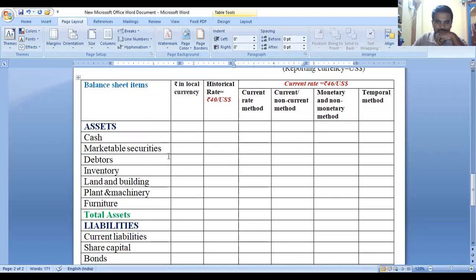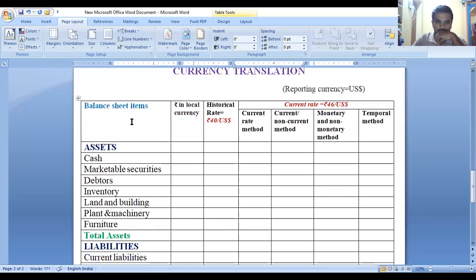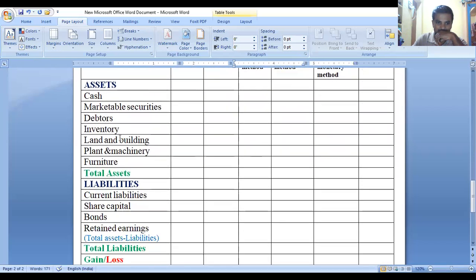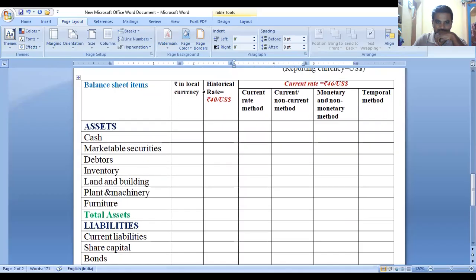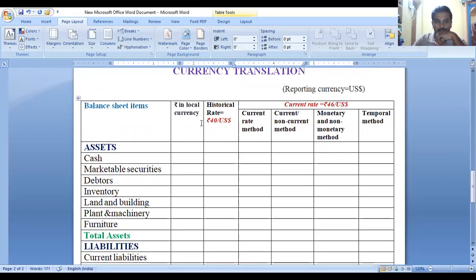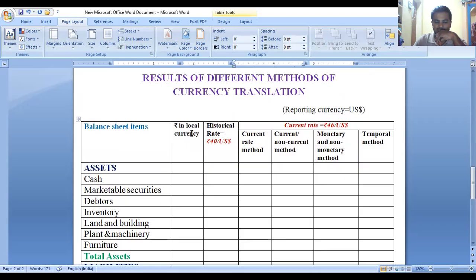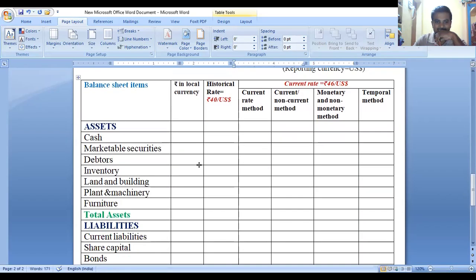So each and every item, these are the balance sheet items. These are the assets. We need to write each and every item. In the first column you have to write the balance sheet items, each item which exists in the available information in the problem. The second column is rupees in local currency, what the subsidiary company reported in the annual report or balance sheet. The third column is the historical rate. So all items should be converted to a historical rate basis.